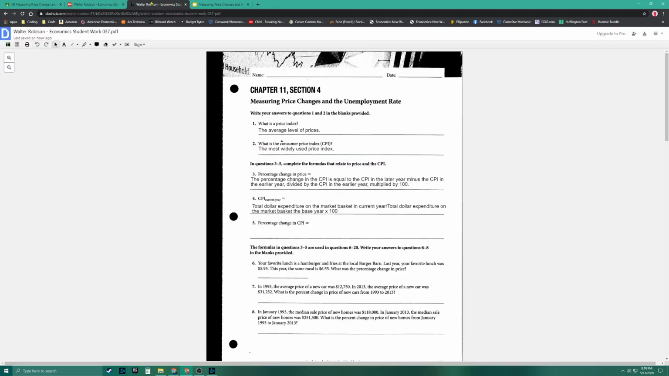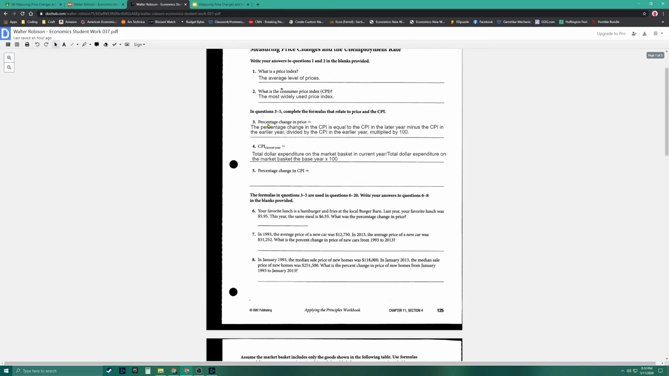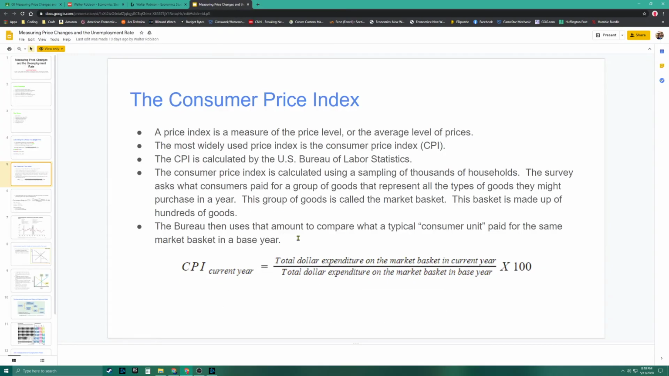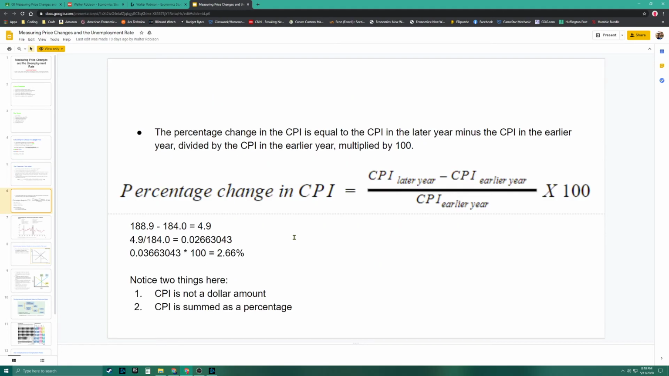Okay. Now questions 3, 4, and 5. These are related to the formulas that are expressed in the presentation. So the first question asks you, what is the formula for percentage change in price? Okay, so the percentage change in price is right here.